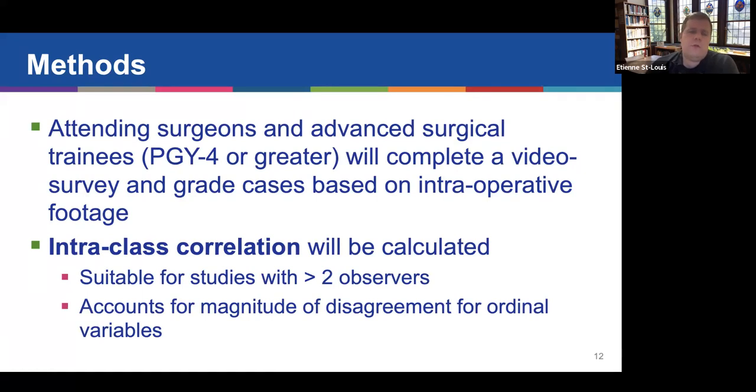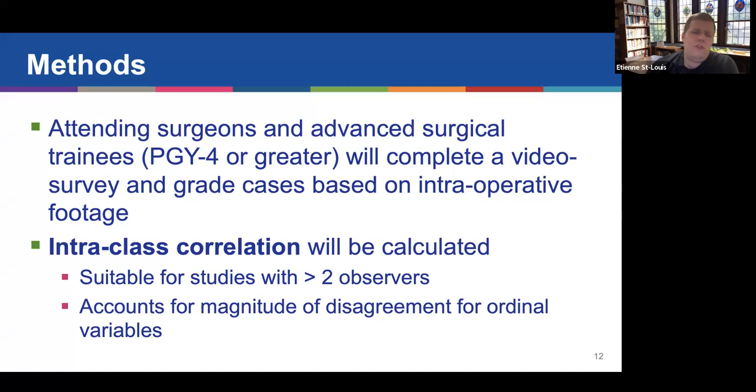So intra-class, there are many different ways of measuring inter-rater reliability, but the intra-class correlation is best suited for this study question because it's ideal for studies with more than 2 observers. And it also accounts for the magnitude of disagreement for ordinal variables.